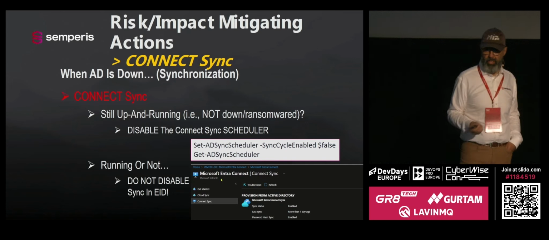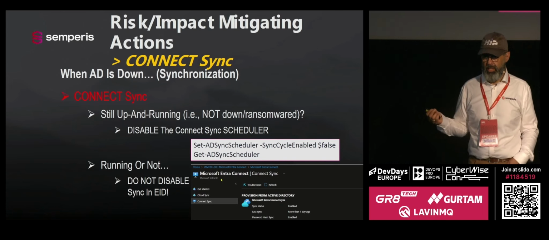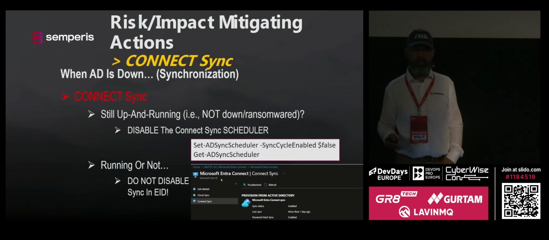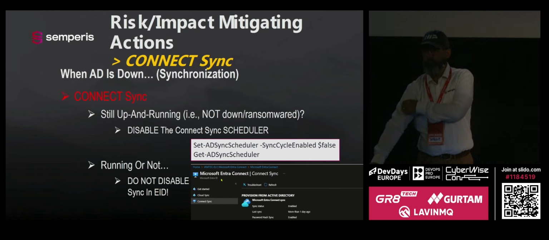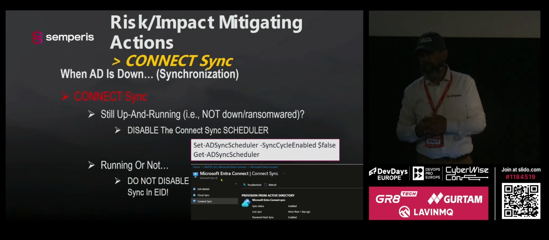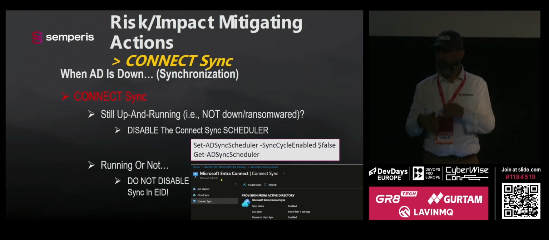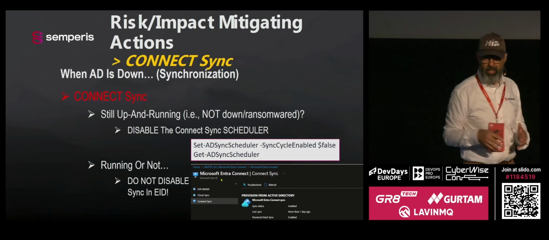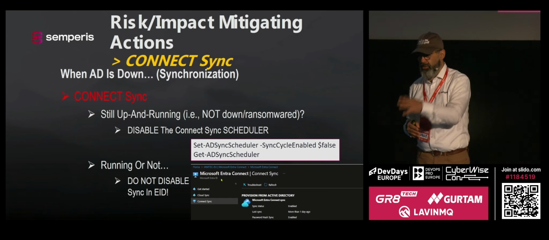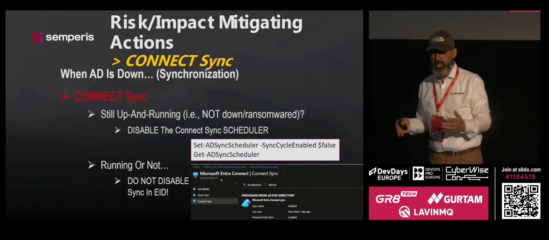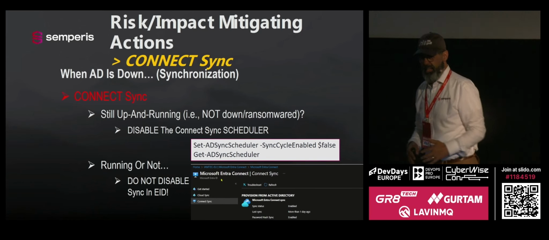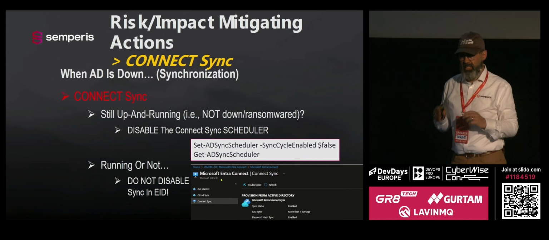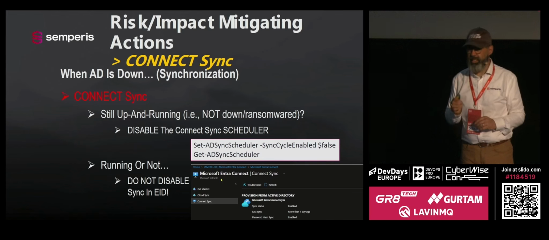What you should not do is disable synchronization as a whole in Entra. Because if you disable synchronization as a whole in Entra, you're basically telling Entra ID, convert all the hybrid identities from hybrid to native. And when that happens, all the data that was synchronized from AD to Entra ID is going to be destroyed because it's not needed anymore. And that's exactly the same data that will help you get out of this problem. So disabling as a whole is not a good idea. Don't do it. Disable the scheduler instead.